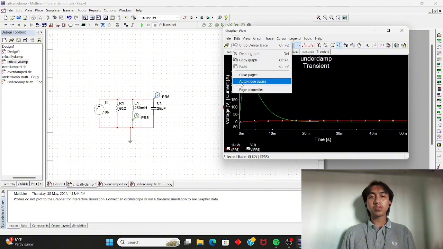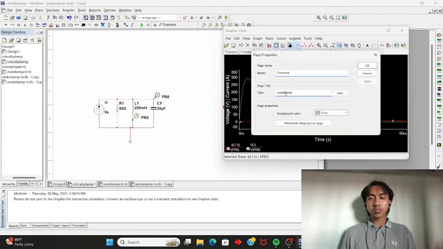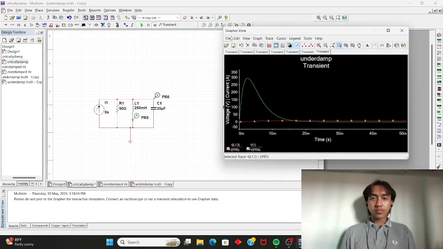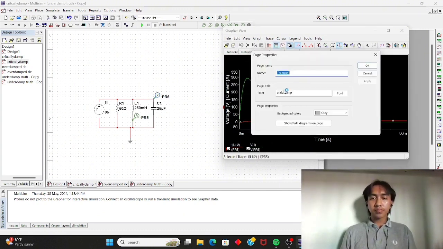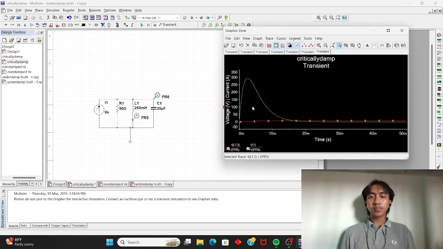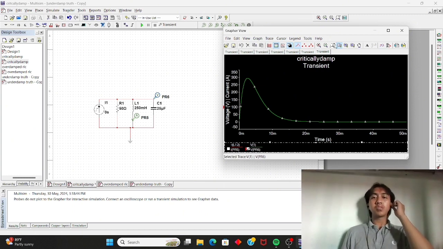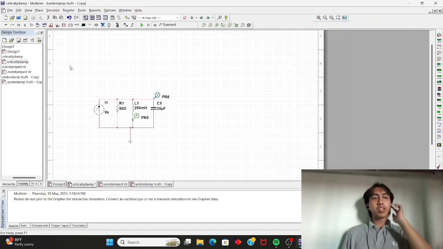So critically damped for voltage. Okay, turn off the current legend to see the graph of voltage. So next we must do the same step for over damped and under damped.